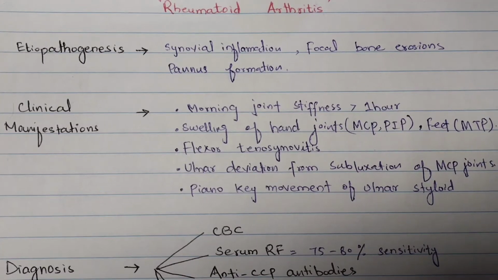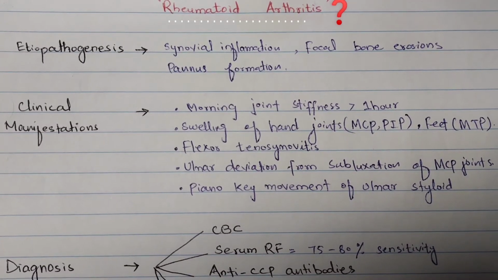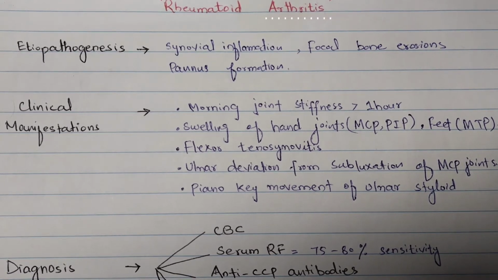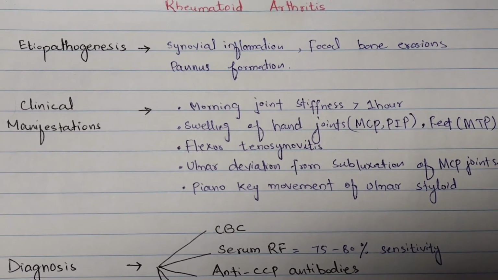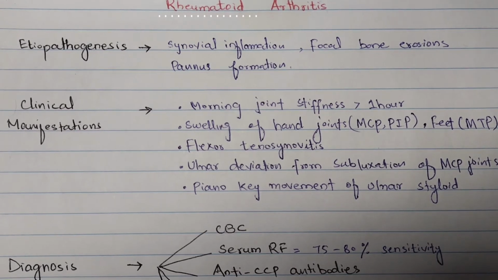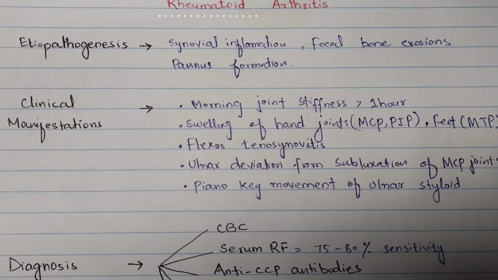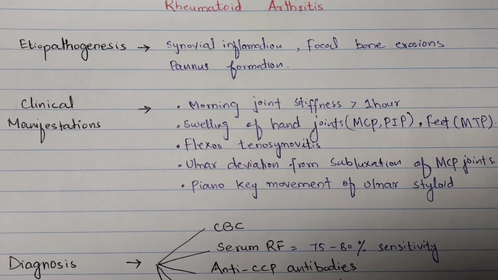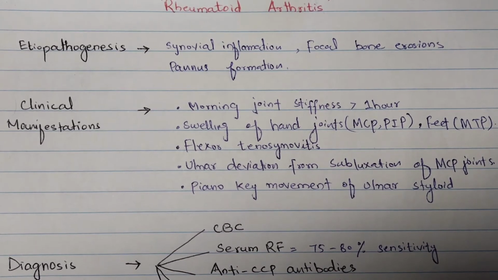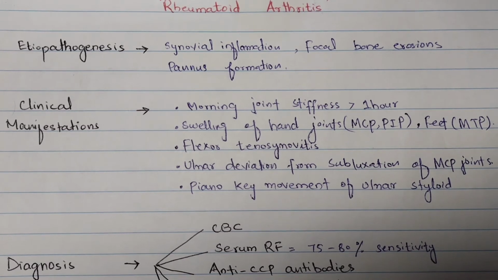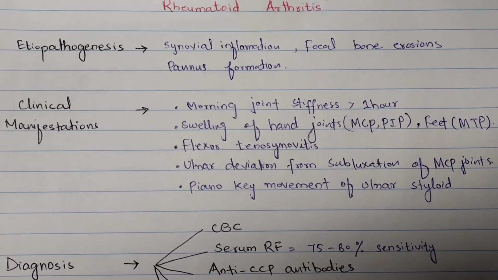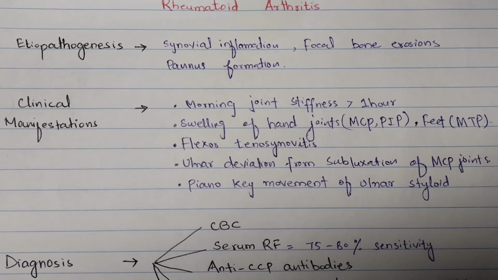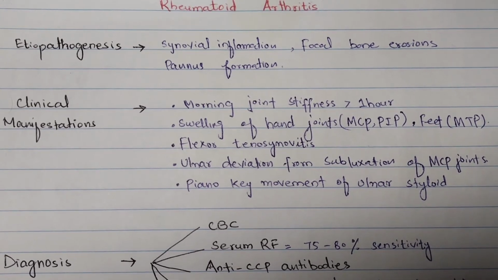Today we will talk about rheumatoid arthritis. First of all, arthritis means joints and itis means inflammation. And rheumatoid stands for musculoskeletal illness. So overall it's a musculoskeletal illness of joints which causes inflammation. It's a chronic inflammatory disorder which mostly affects our joints and other organ systems like skin and lungs.